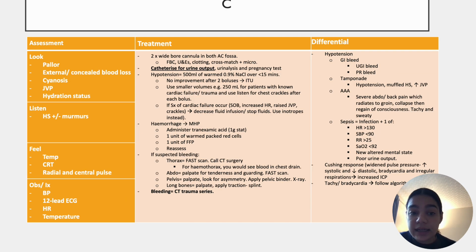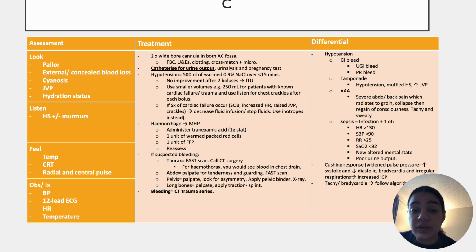So you want to look for any pallor, any external or concealed blood loss, any cyanosis, changes in JVP, and also changes in the hydration status. You can listen for heart sounds, and you can feel for temperature, radial and central pulses, and cap refill. The observations that you want to do here is the blood pressure, the 12-lead ECG, heart rate, and temperature. I know some people put temperatures into E, so I suppose it's just wherever it makes sense in your mind, as long as you don't forget it.